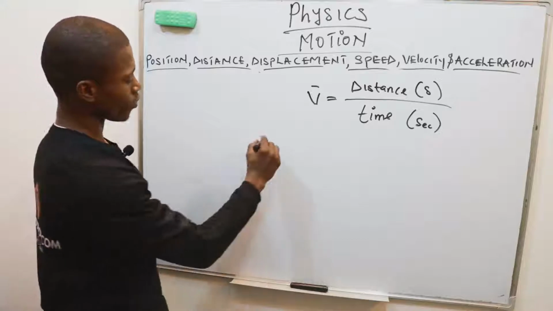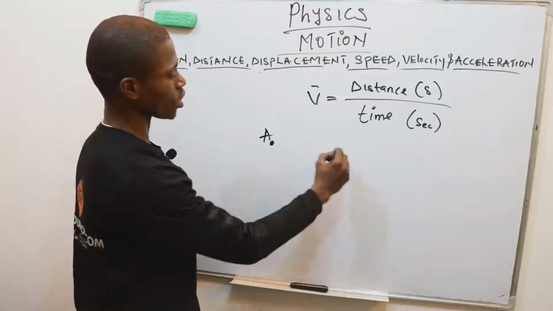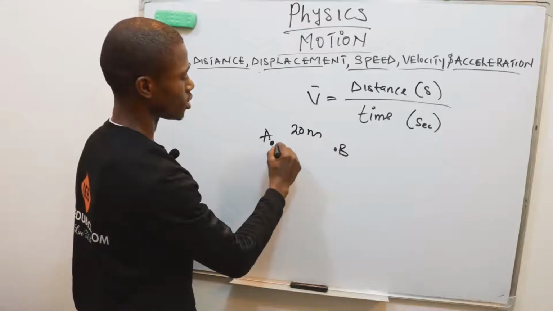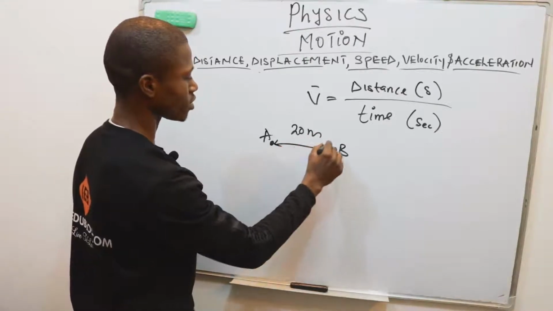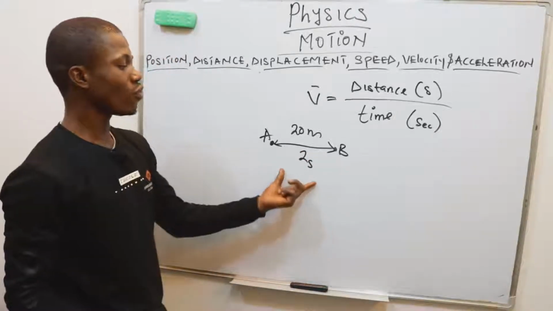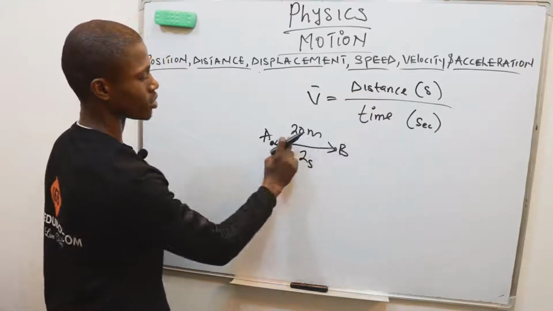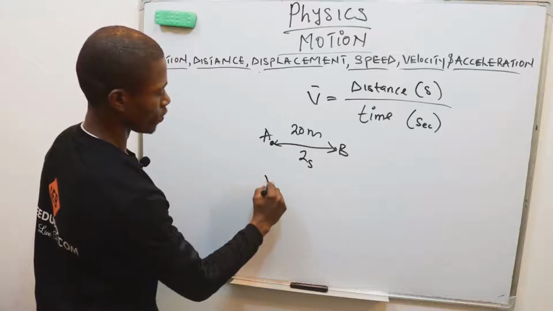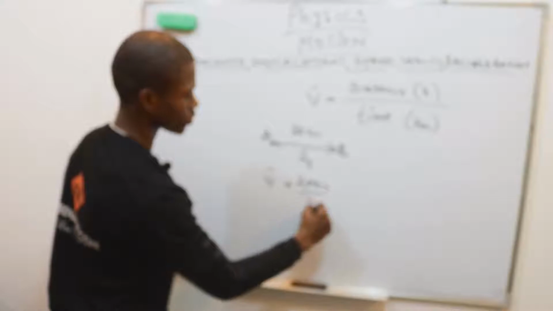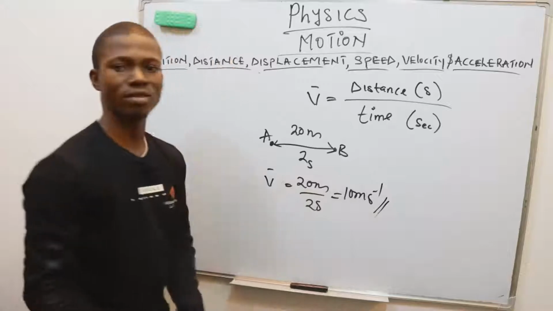Okay, what if a body of mass A moves from this place to another place, covering a distance of 20 meters in 2 seconds. If you are asked to find the speed of this body, you will see that speed is just distance over time, so it will be 20 meters over 2 seconds, which will give us 10 meters per second. This will be our answer.